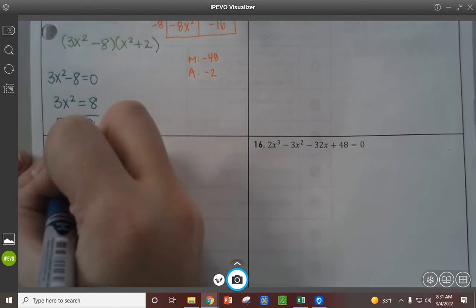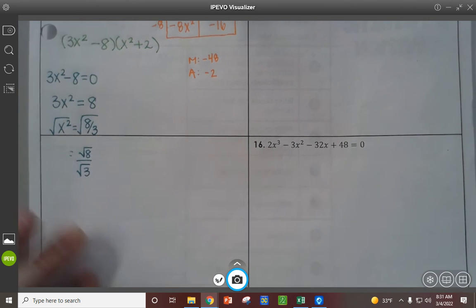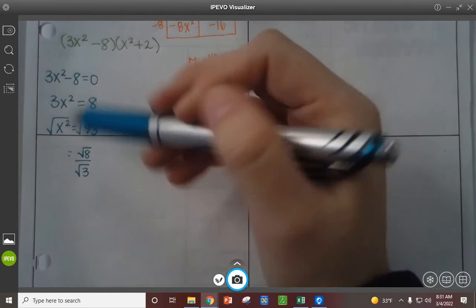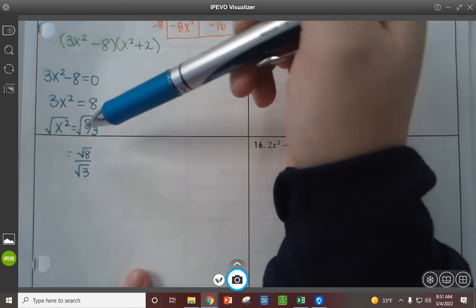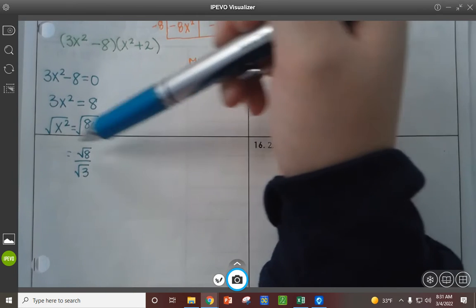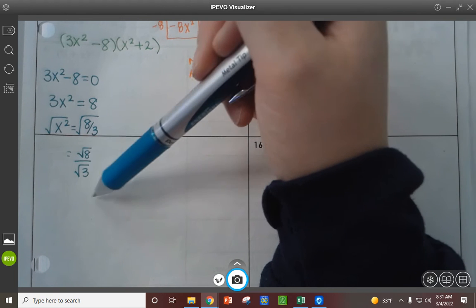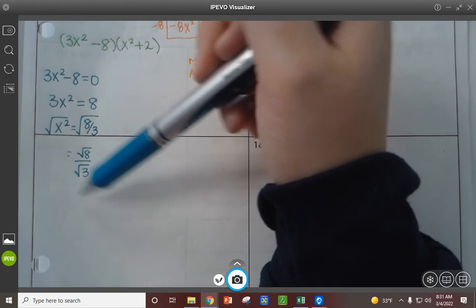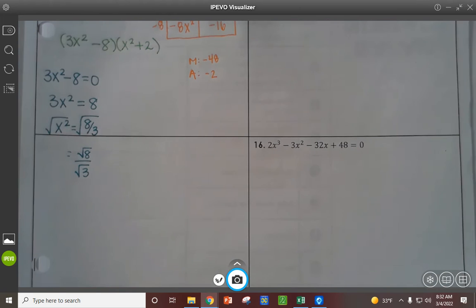So this is also the same thing as the square root of 8 over the square root of 3. And really, you're also not supposed to leave a square root in the denominator. But that's a whole other lesson. Did you all ever learn how to rationalize the denominator? Okay. I'm just going to let you leave your answer as one of these two for now.